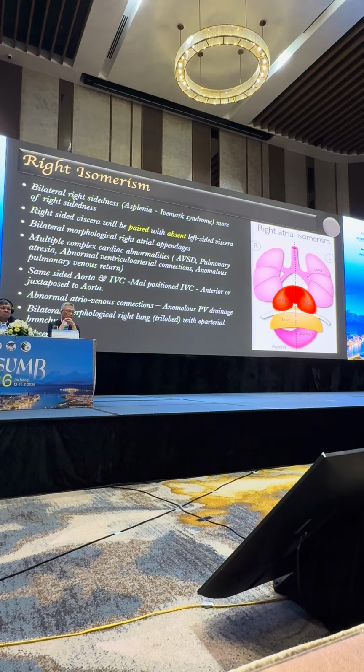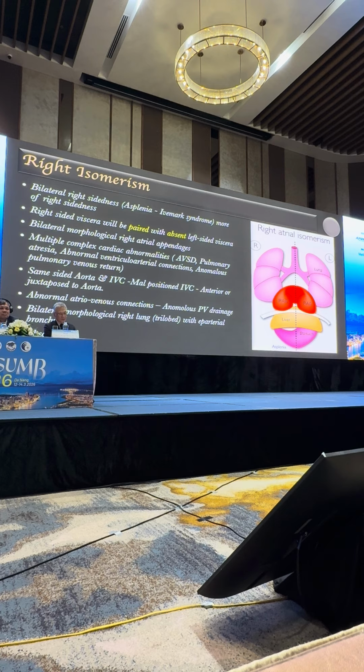Then comes the right isomerism, which is bilateral right-sidedness, where the right-sided structures are paired and there is absence of left-sided structures. So there will be bilateral right atrial appendages. To identify appendages is very difficult, but the right atrial appendage is usually pyramidal shaped or rounded, whereas the left atrial appendage is a sickle shaped or finger shaped structure.